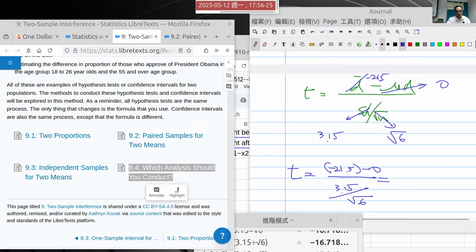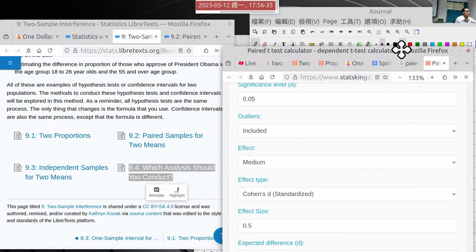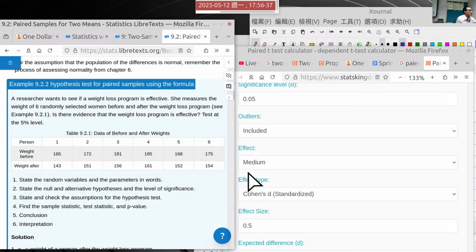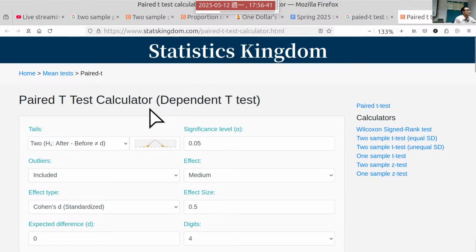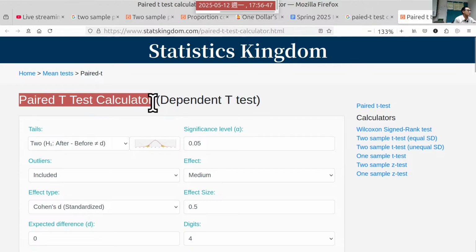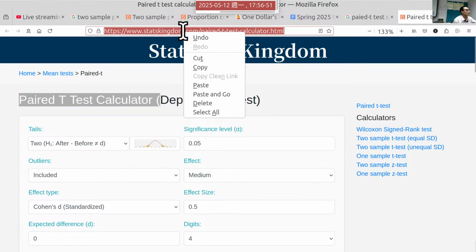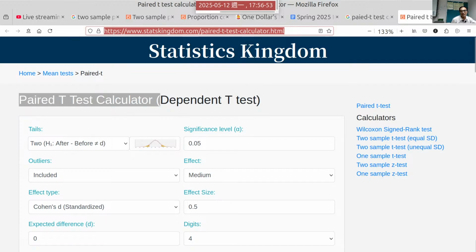Okay. After that, I will introduce you to this one. This is a free online paired test calculator, a dependent test calculator. I'm going to copy it and paste it to you.